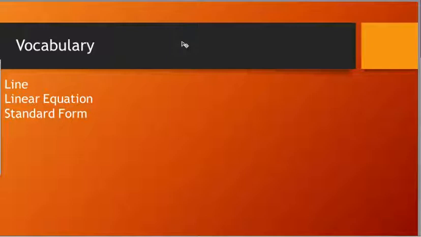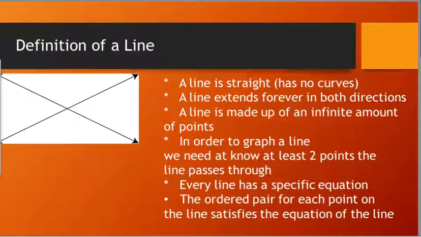Listed here you will see the vocabulary that we are going to be talking about during this lesson: line, linear equation, and standard form. At any time in the video you need to slow it down or pause it or restart it, go ahead and do that. So go ahead and push pause and write these vocabulary words down, and then push play when you're ready to move forward. Unit 3 is on linear relationships, and we are going to spend today talking about lines.